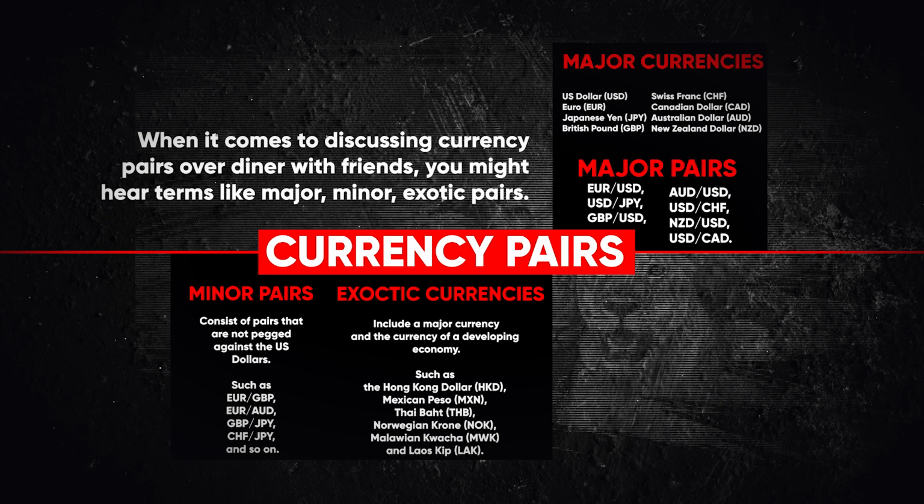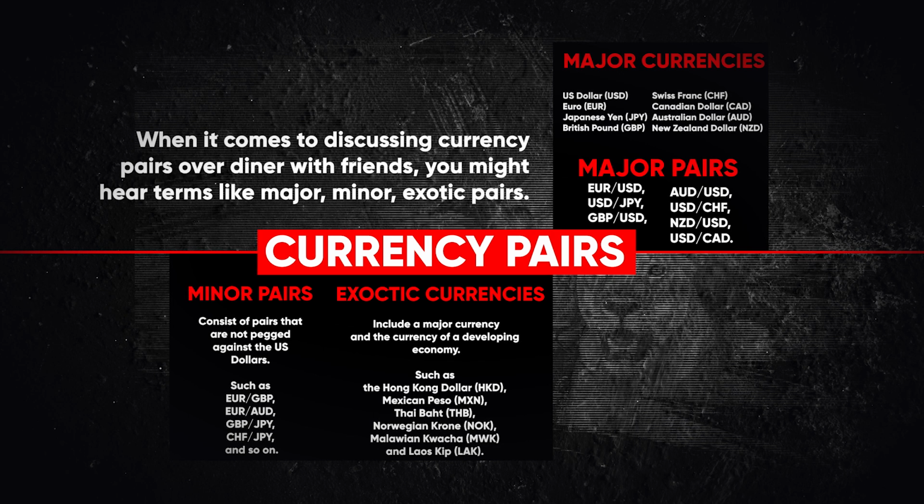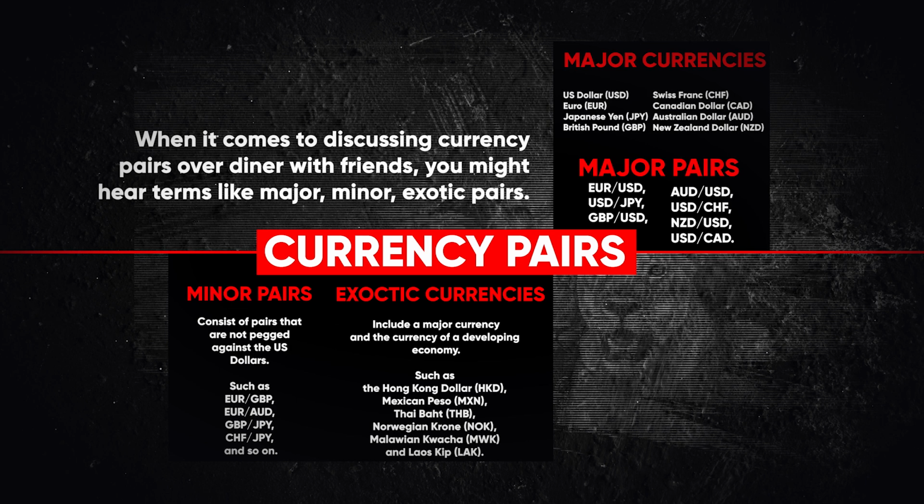Last but not least, we have exotic pairs, which include a major currency and the currency of a developing economy such as the Hong Kong dollar, Mexican peso, Thai baht, Norwegian krone, and so on. While trading exotic currencies is less straightforward than trading major and minor pairs, they do offer very profitable opportunities. For example, every few years there is usually an emerging market currency that could shift either to the good or bad side, which could result in currency movement as much as 20 to 30%, which could be profitable in the long run.